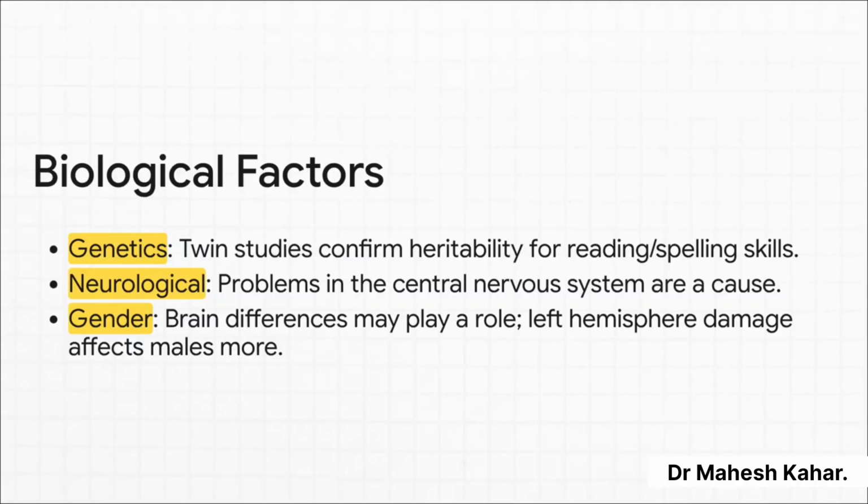The evidence for biology is pretty strong. For example, twin studies have confirmed that things like reading and spelling skills definitely have a genetic link. We also know these are neurological issues based in the central nervous system. There's even research looking at whether brain differences between genders could play a role.